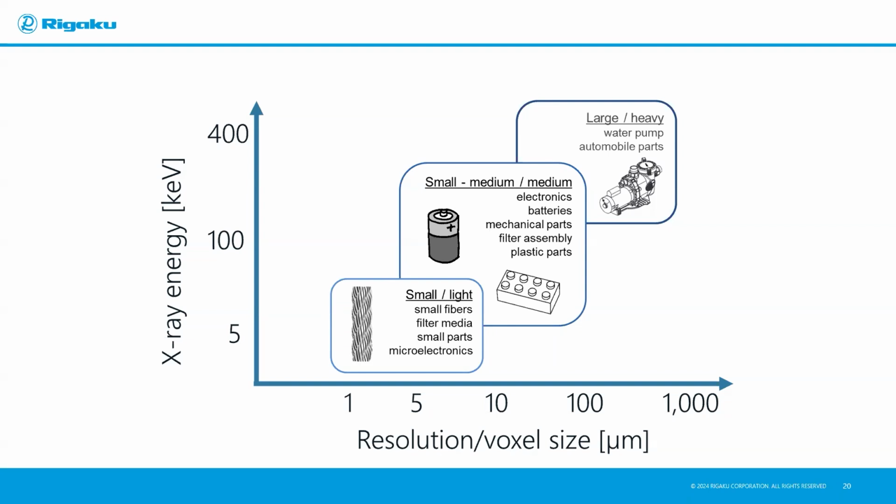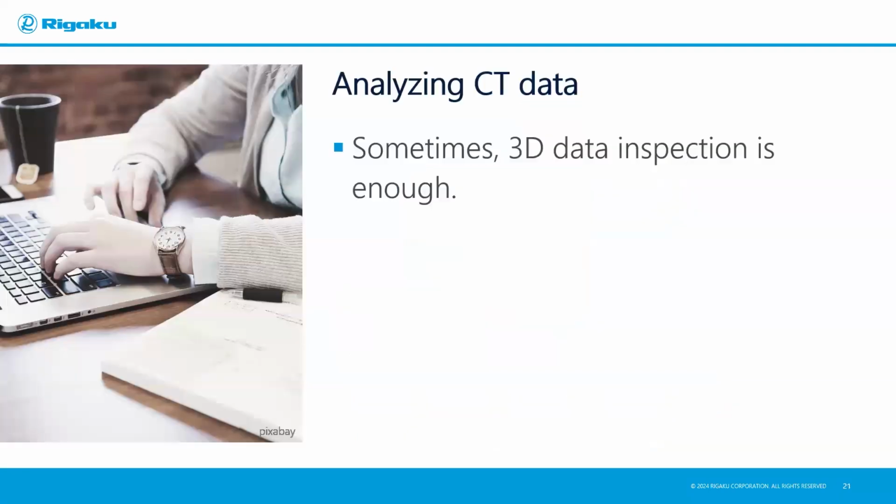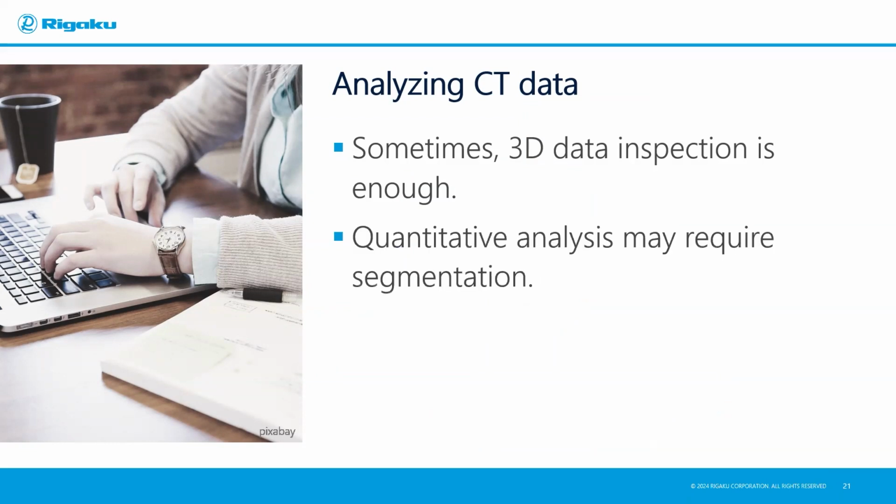So after you've collected your data, what's next for failure analysis? Well, it turns out sometimes 3D inspection is absolutely enough. That's all you need. But in other cases, you may require quantitative analyses. And in that case, you're going to have to perform some sort of segmentation of the data into the different phases or parts. And then after you've done quantitative analyses, that may not be sufficient as well.